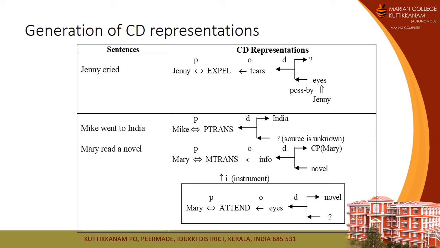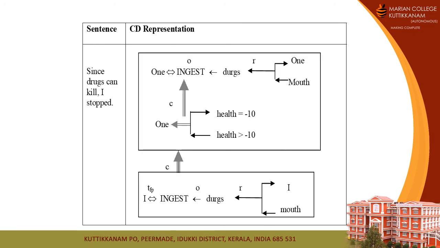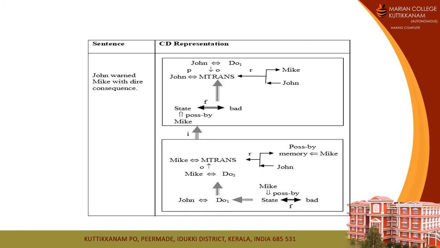So these are other examples for representation. One is Jenny cried. Second one is milk went to India. Mary read a novel. Since drugs can kill, I stopped. So the corresponding conceptual dependency representation is here. This is another example.